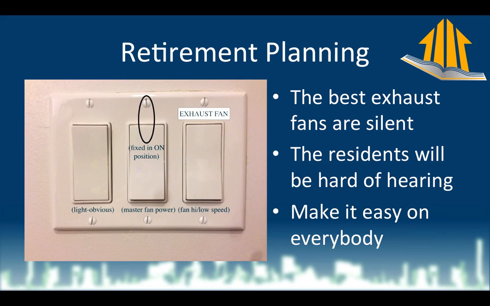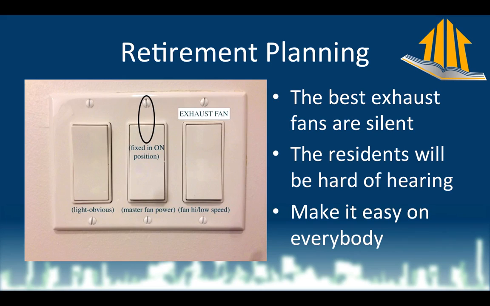And we have 2 switches. This is very confusing. In the first place, remember, these people are going to be a little older. They might be a little bit more cranky. They might be a little less patient and not in the know about how all this technology works. So we want to make it very easy for them. The first switch obviously works the light. You can tell when you touch it. The light turns on, light turns off.